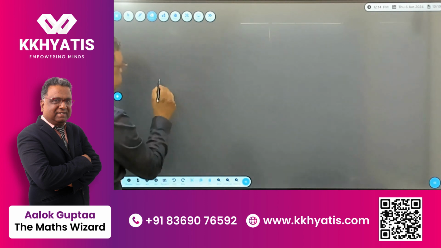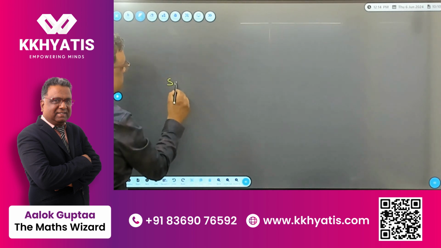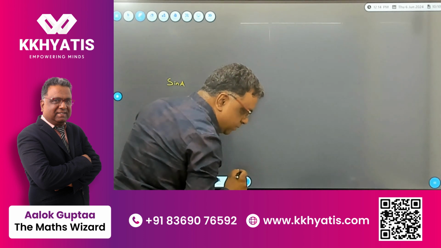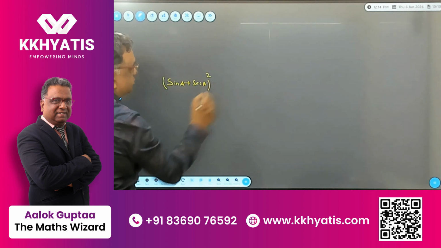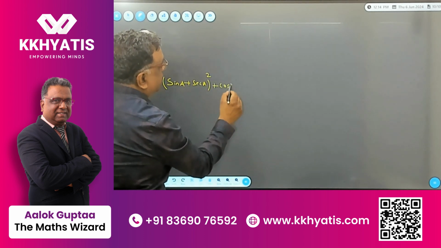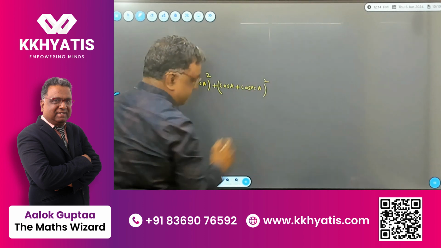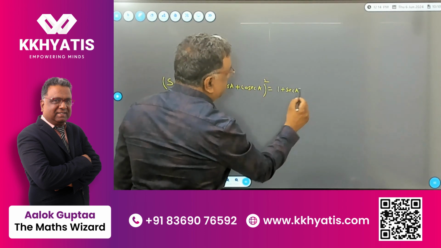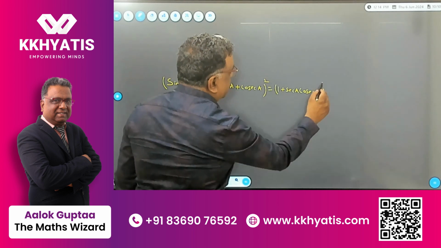You have to prove (sine A plus sec A) the whole square plus (cos A plus cosec A) the whole square is (1 plus sec A cosec A) the whole square. This is what we have to prove.